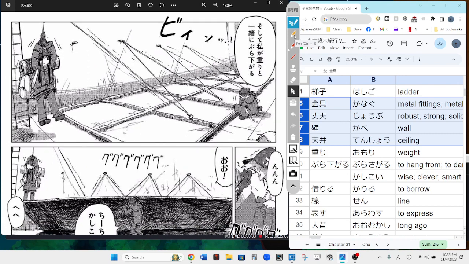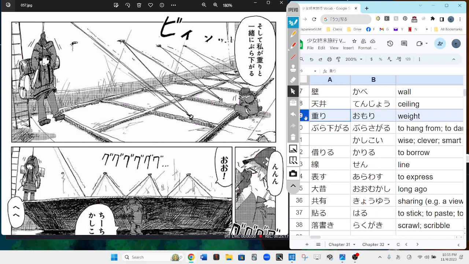Next bubble goes to Cookie. Okay. That's not Omori. No, it is. It is Omori. Yep, from Omori. Oh my god. Omori to isho ni burashita naru. No, that can't be it. No, it's burasagaru. Yeah, that's right. Burasagaru. Okay.